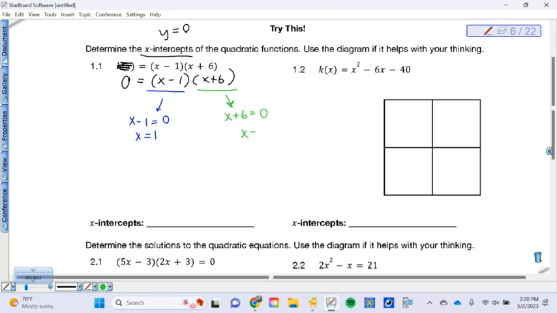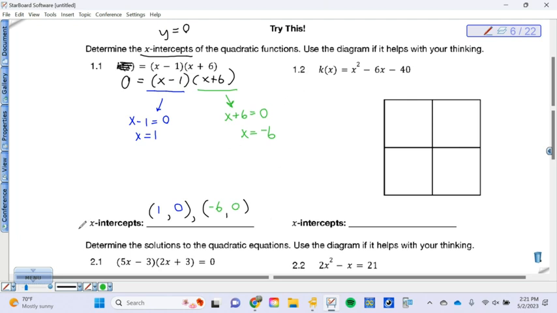And x equals negative 6. But this is asking me for my x-intercepts. How do I write an x-intercept? What does my answer need to look like? Coordinates, right? And there's 2 of them. What's my first one? 1. Good. And what's the y coordinate of it? 0. Good. So 1, 0. And negative 6, my bad, and 0. Okay? That's not so bad, right?